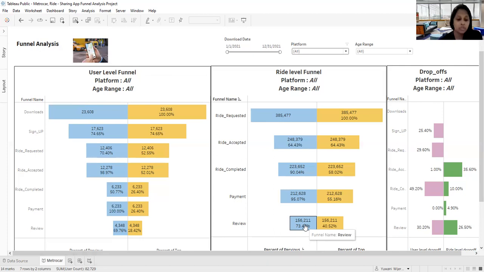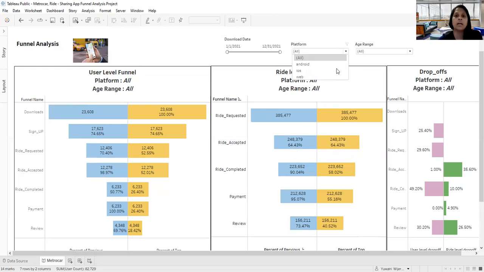And the second business question is about Metrocar, which currently supports three different platforms: iOS, Android, and web. We have to recommend where to focus our marketing budget for the upcoming year, that is, which platform to allocate our marketing budget to.